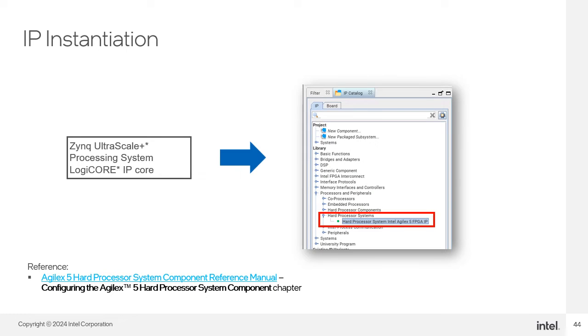An equivalent IP to the Zynq UltraScale Plus processing system logic core IP core is the Hard Processor System Agilex 5 FPGA IP in the Altera Platform Designer tool. You can refer to the component reference manual to learn more about how to configure the IP.